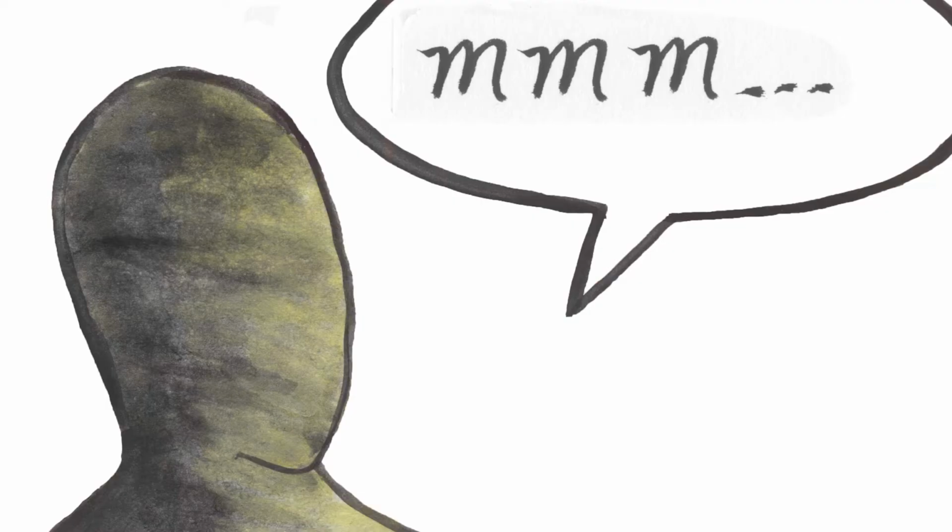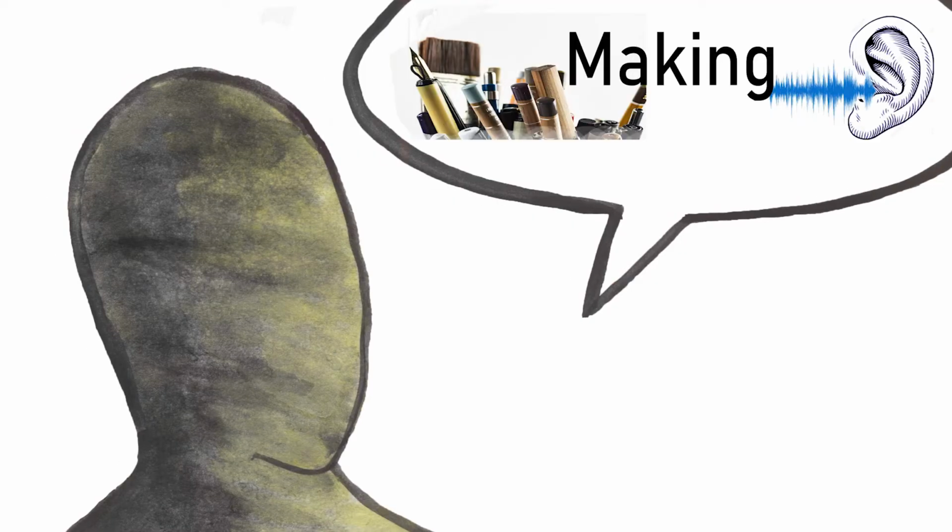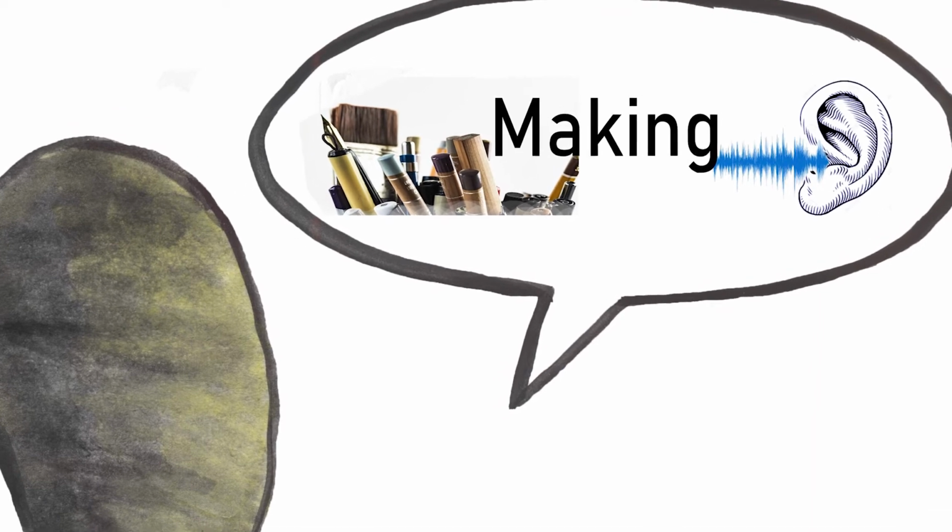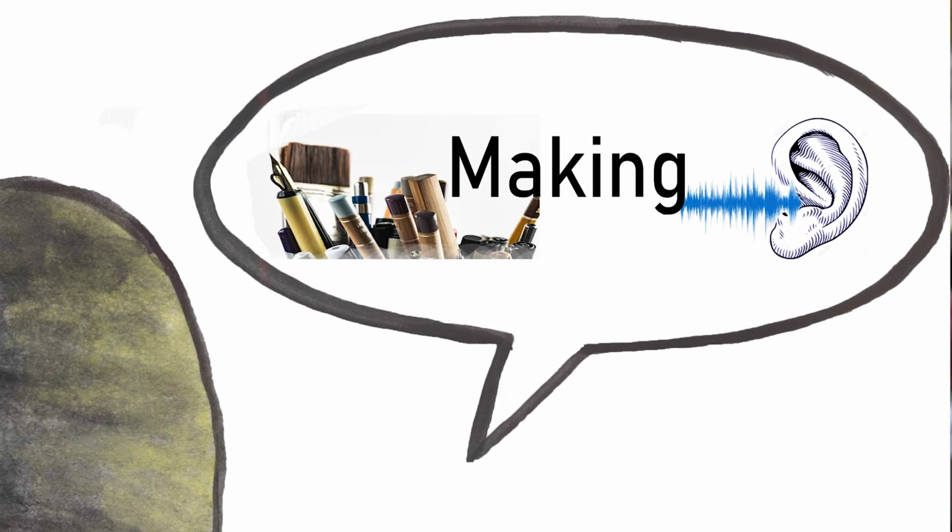The next of the 3 is making. Now making has both a visual component or it can have an oral component, and so we'll look at both of those. So first of all, let's think about this idea of making as visual.